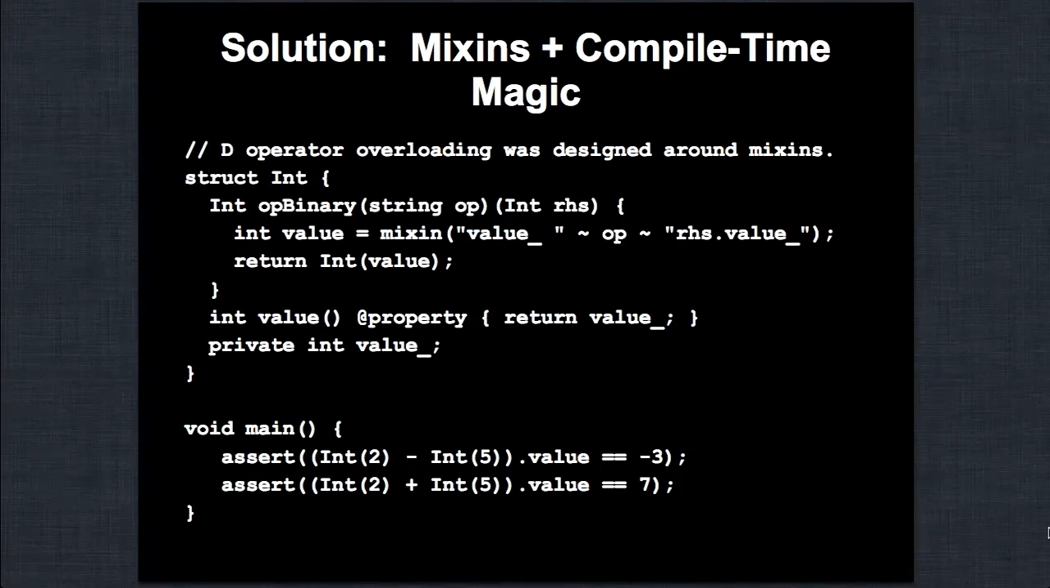But so we write an op binary function, and we want to compute the new value for the return value. So we mix in a string for the value of our current LHS, and then we append the operator to it. Remember, the operator is a compile-time string literal. It's a template parameter. It's known at compile time. And we append our RHS.value, and then we mix that in. So when we mix it in, it's evaluated in the current scope as regular code. It's basically like compile-time eval.